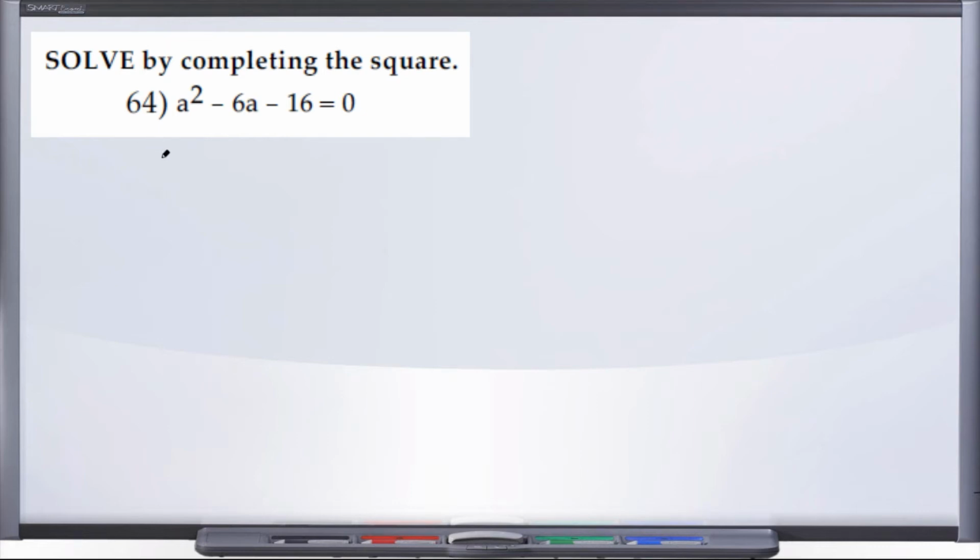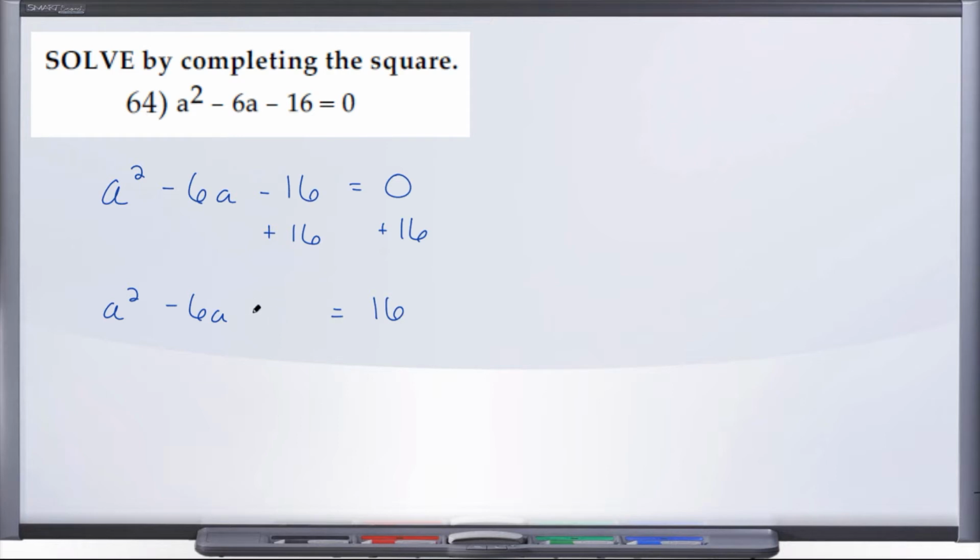All right, let's solve number 64 by completing the square as per the directions. So we've been given a squared minus 6a minus 16 equals 0. And the first step in completing the square is to move the constant. So we'll be left with a squared minus 6a, and we're going to leave a little space here, equals 16.